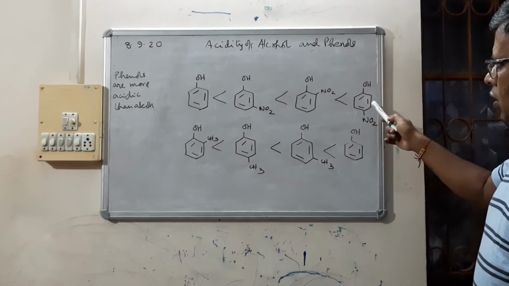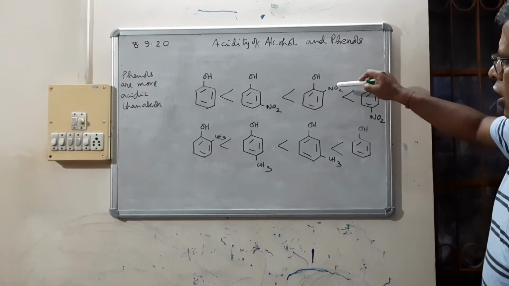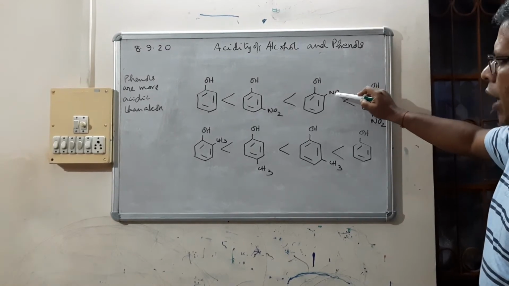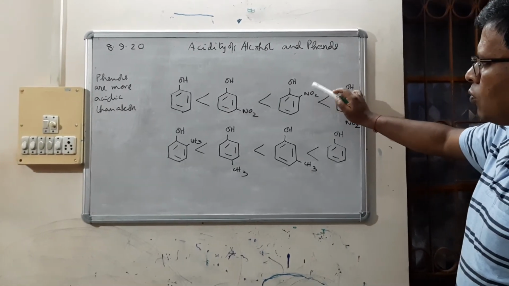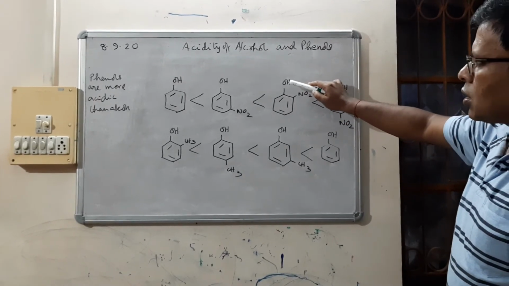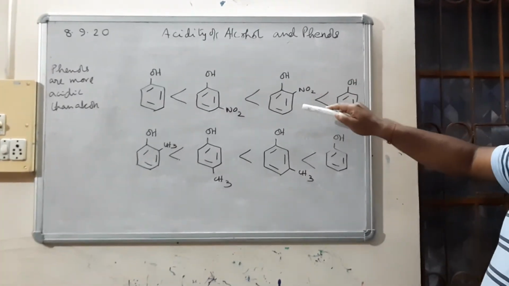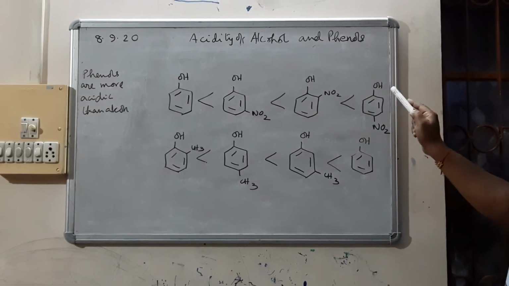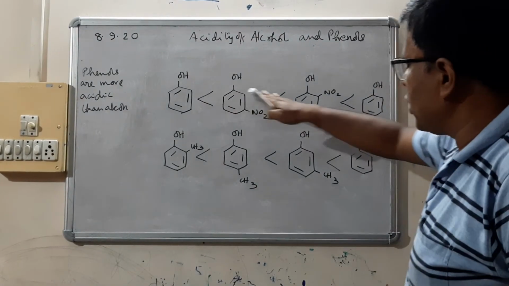Why is the para one more acidic? It is because in case of ortho, there will be a sort of intramolecular hydrogen bonding here, and that will not help in the release of H+. That's why para-nitrophenol is more acidic than the ortho one. So I hope this order is clear.